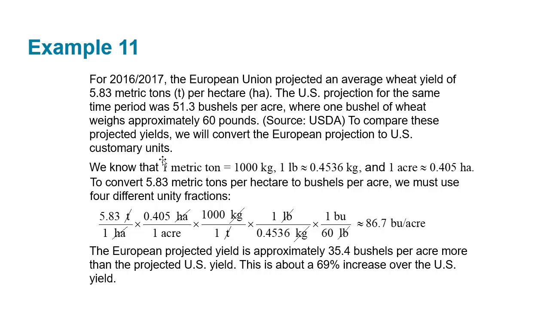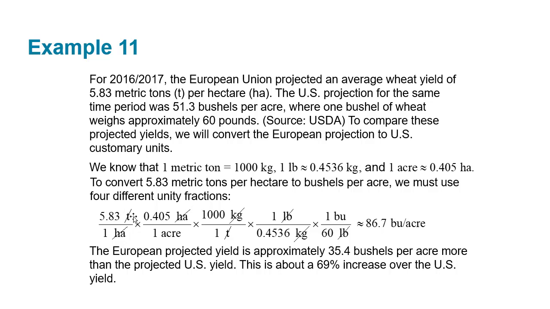So to compare these metric yields, we'll convert the European projection to U.S. customary units. We know that 1 metric ton is 1,000 kilograms, 1 pound is 0.4536 kilograms, and 1 acre is 0.405 hectares. So to convert 5.83 metric tons per hectare to bushels per acre, we've got to do this.